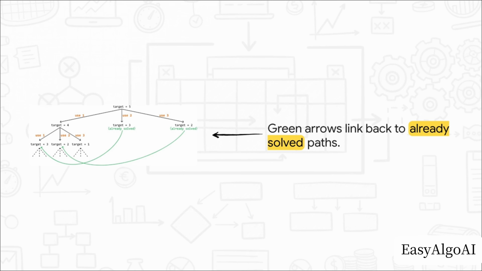But watch how elegantly memoization fixes this issue. See how those green arrows link back to an already solved path? The very first time the computer figures out the minimum coins for a target of 3, it saves that answer. Then later, when the right side of the tree asks for a target of 3 again, the algorithm is like, wait, I know this, and instantly points back to the saved answer. It completely chops off that entire redundant branch of the tree, which means we calculate each target exactly once.